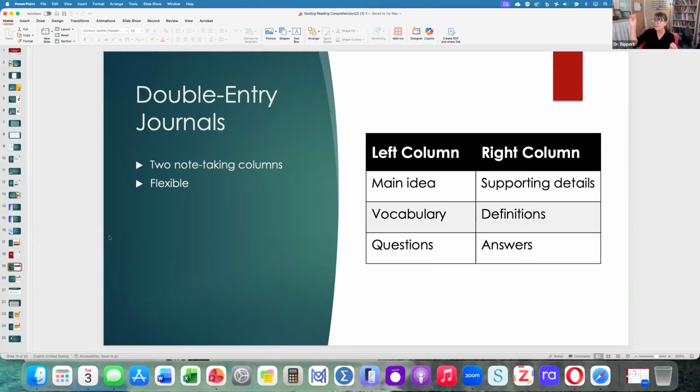Do you want them to have main idea and supporting details? Do you want them to write down the vocabulary and then find the definitions? Is one column going to be for the questions that you're providing them, and the other column the answers that they identify from the text or from their own interpretation? It's up to you as a teacher, but double entry journals are so multifunctional and we see them used all the time in lots of different content areas. So keep this in mind as a way for students to take notes as they read.